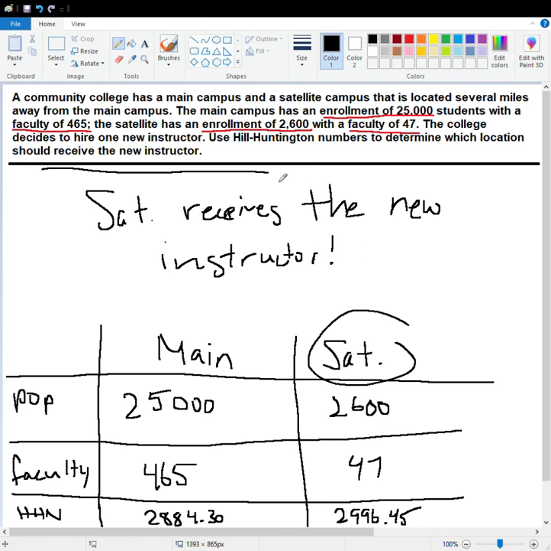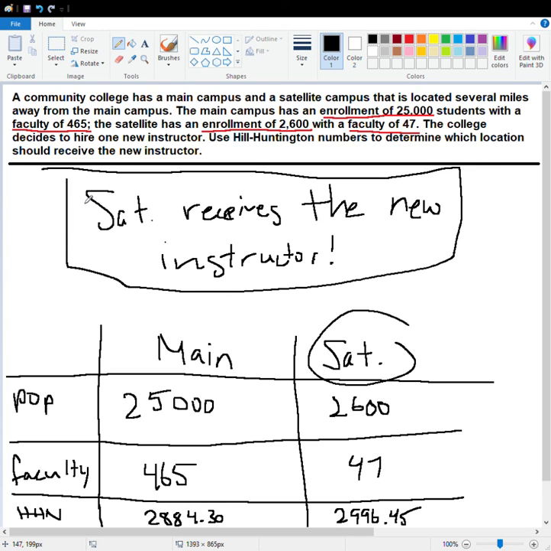Yay, and this is our answer. Quite simple. We're just using the Hill-Huntington number, plugging in all the information, and then comparing the main and satellite Hill-Huntington numbers.